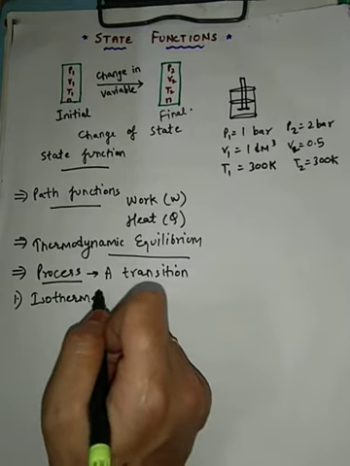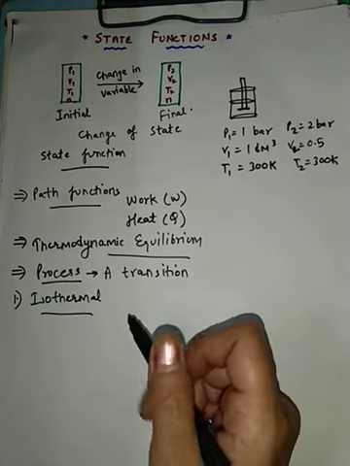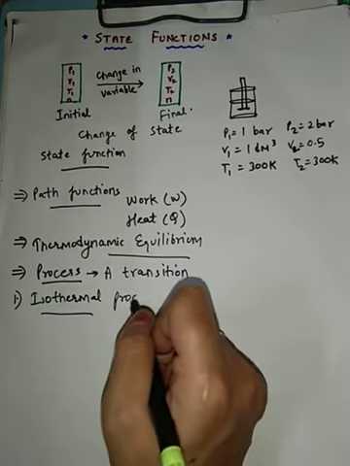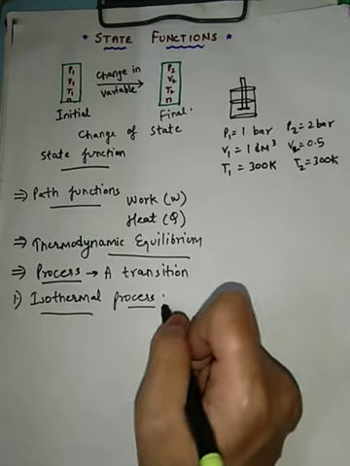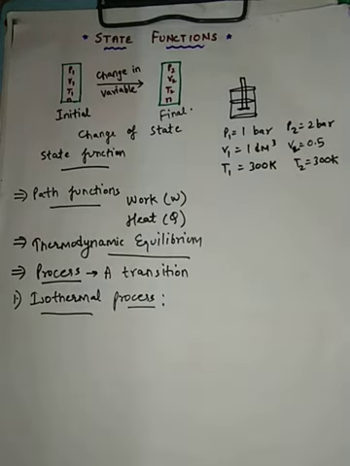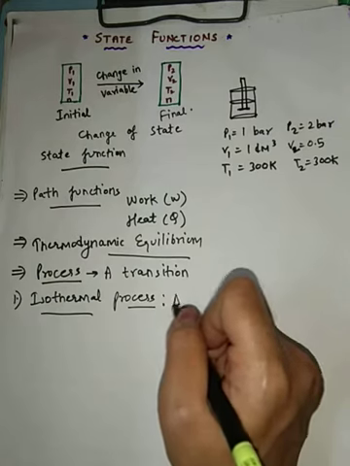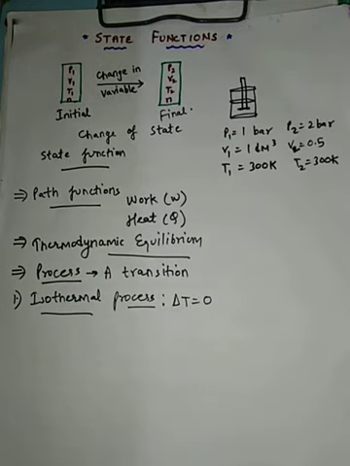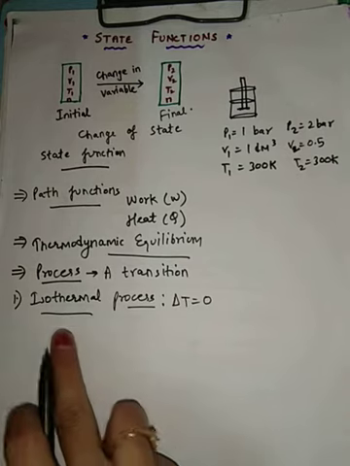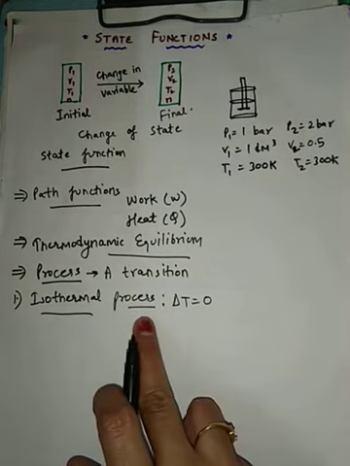Iso का मतलब same, thermal is related to temperature. तो isothermal process क्या होगा? Where the temperature does not change. So I will say delta T is equal to 0. Throughout the transformation, when the temperature of the system is not changing, the process is said to be isothermal process.